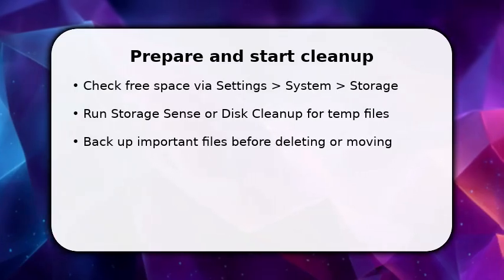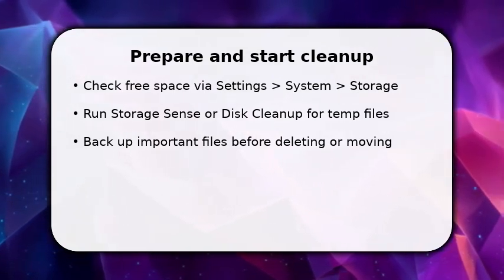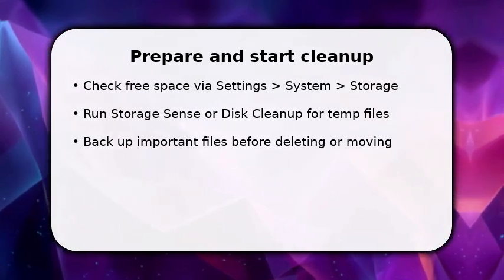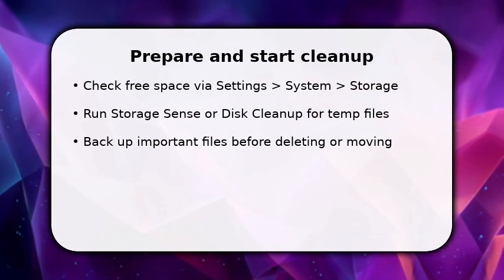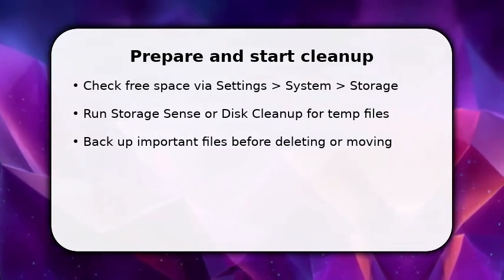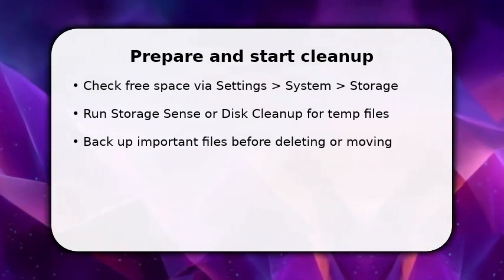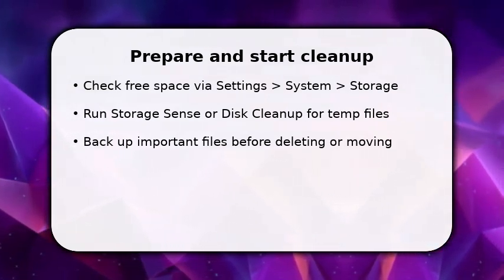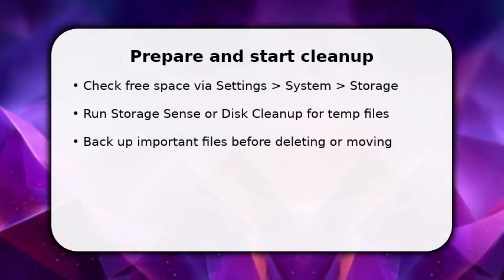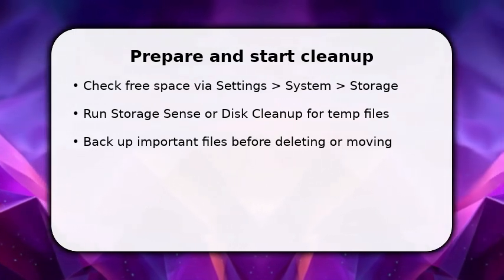You'll begin by confirming prerequisites and taking immediate action. Open Settings, go to System Storage, and note which drives are low. Once done, enable Storage Sense to remove temp files automatically and run disk cleanup to clear installer and Windows Update leftovers. Make sure to back up any irreplaceable documents to an external drive or cloud. This prevents data loss when you later remove large folders or uninstall apps. Now you're ready to proceed with targeted removals and moves.